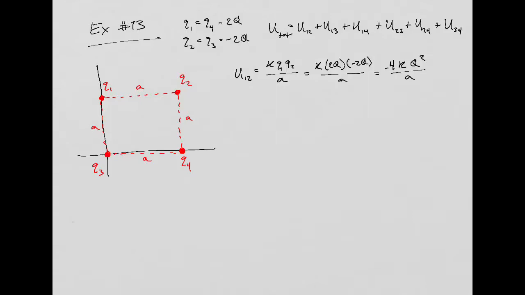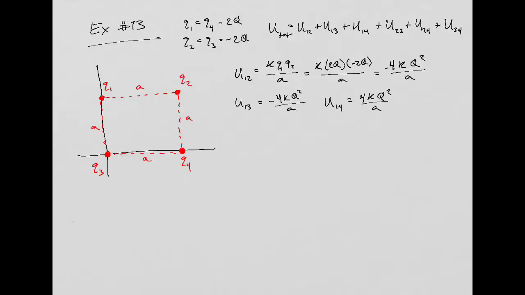All right, keep going. U13, I'll take this a little faster. I'm not going to do out each step like I did in the first one. U13 is going to be KQ1, Q3 over A. But we have Q1 is 2Q, Q3 is minus 2Q, so we get the exact same minus 4KQ squared all over A. All right, U14, let's do that one. Here, Q1 and Q4 are both positive 2Q, so when we multiply it all out, we get positive 4KQ squared all over A.